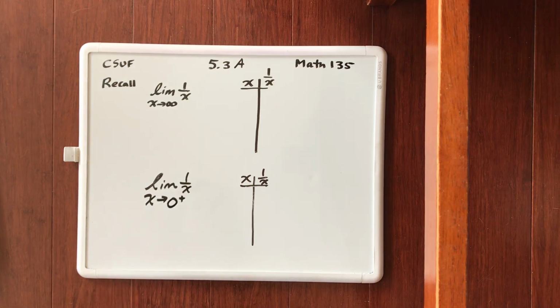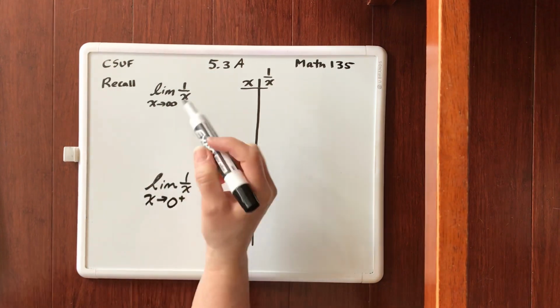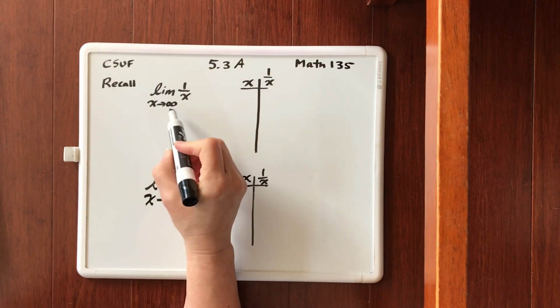Hi, this is 5.3a. Okay, we're going to look at limits again. The limit of 1 over x as x approaches infinity.